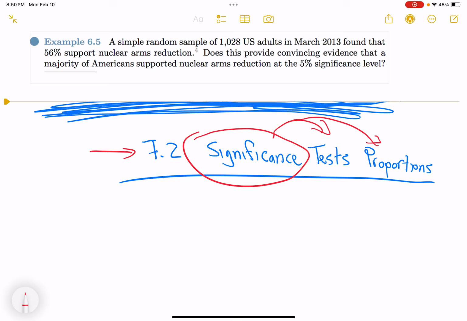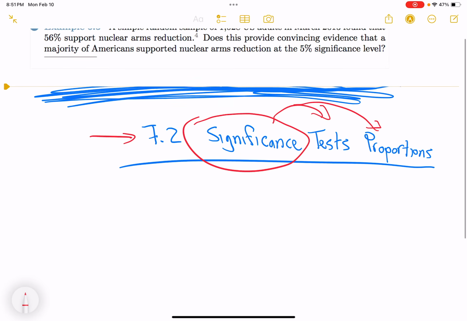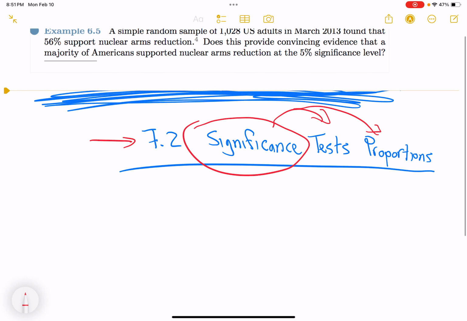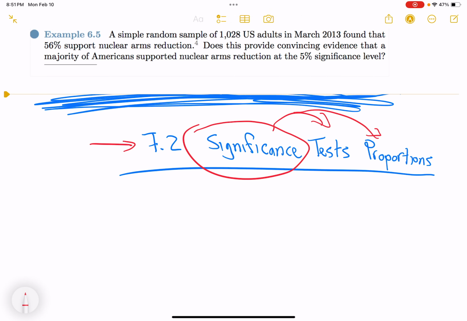Also be sure to give a look to the 7.1 video notes if you're struggling with the theory behind what p-values are, what type 1 and type 2 errors are, what power level is, and what the alpha is, because these overarching concepts are going to be super important to us when we delve into doing actual calculations for significance tests, and in the example for 7.2, learning to apply those to proportions.